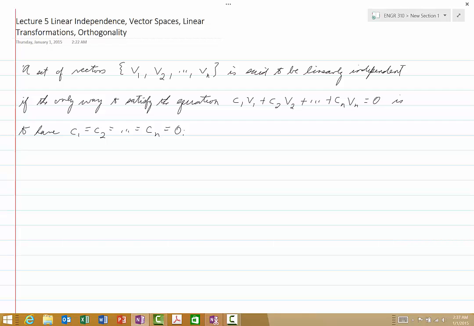So in other words, if there is any choice of these C's, any choice at all other than this one, this is the only choice we don't want to consider. But if there's any other choice that will make this equation true, then these vectors are not linearly independent. But if this is the only possible choice of the C's that will make this equation true, then the vectors are linearly independent.